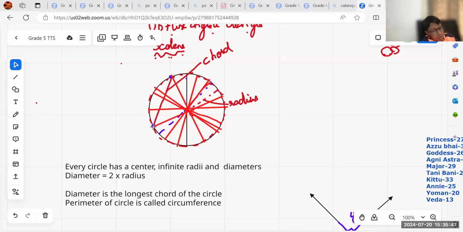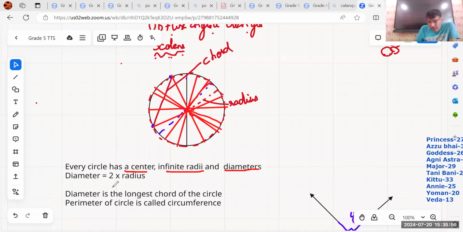Diameters. We know that. So then we know that every circle has a center and an infinite number of radii and diameters. Diameter is twice the radius. And then we have a new concept this year, which is of a chord. Chord means any line that touches two points of the circle, but not necessarily passes through the center.